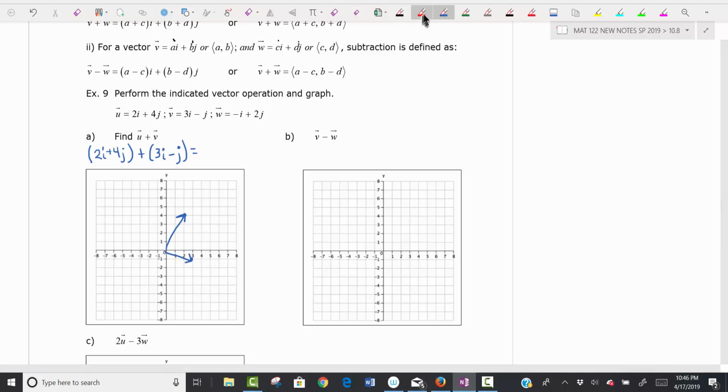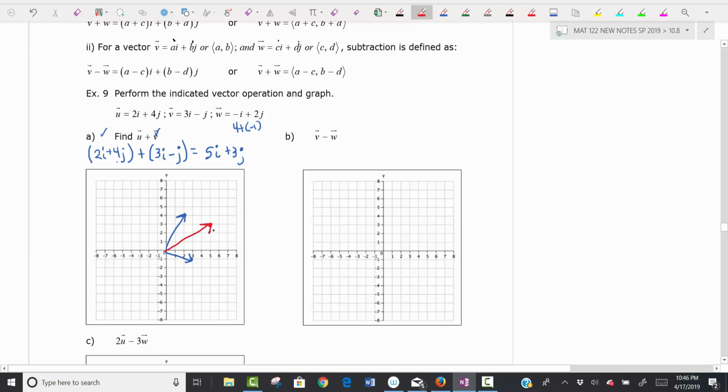Now let's put this together. We just add these like terms. So we're really doing 2 plus 3i, which is 5i. Then we're doing 4 plus negative 1, which will be plus 3j. All right, go ahead and plot that. So go over 5, up 3, like that, and let's see if that makes sense.